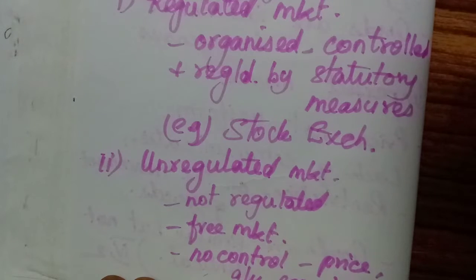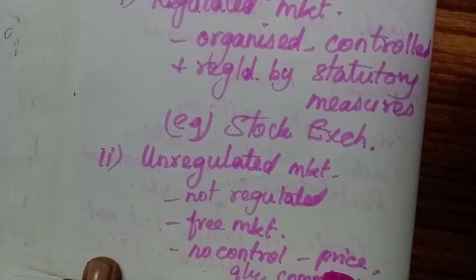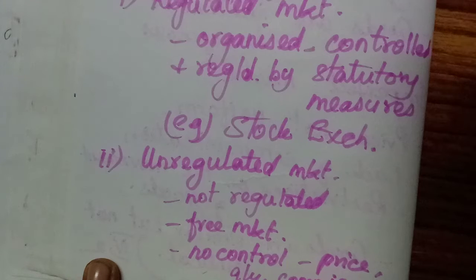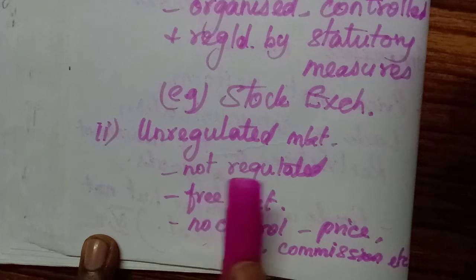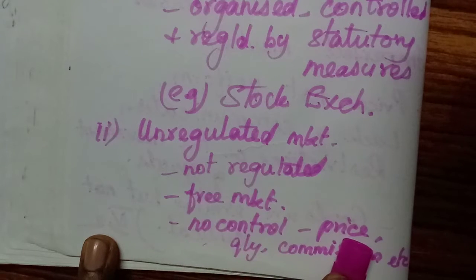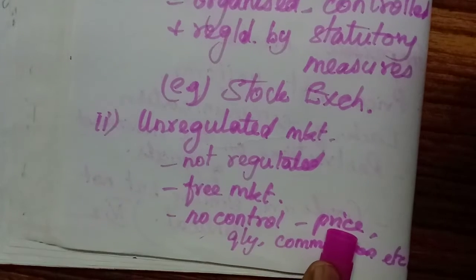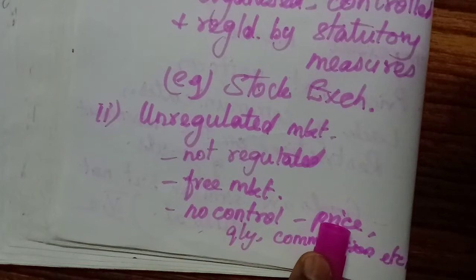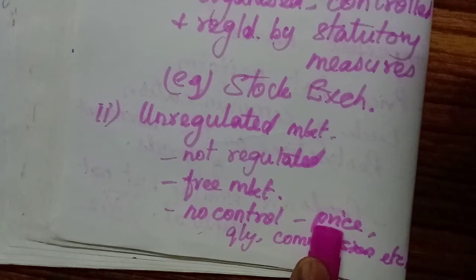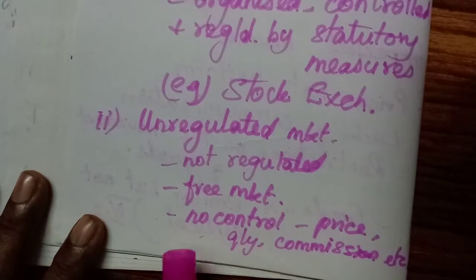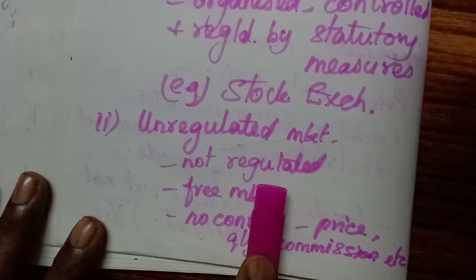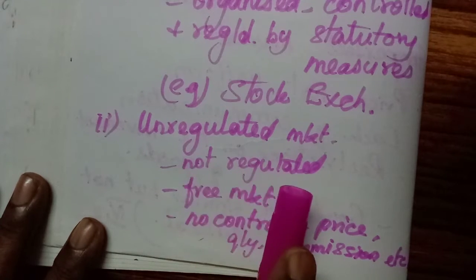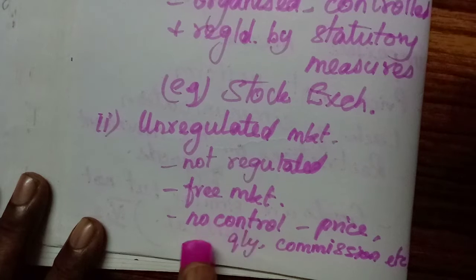So then what will control the price? The demand and supply will decide the price of the goods. That is called an unregulated market. If there is more demand, then the price will increase. If supply is more, the price will reduce. On that basis only, the price is decided. So no statutory measure is controlling, regulating or organizing these markets, so we can call them free markets.